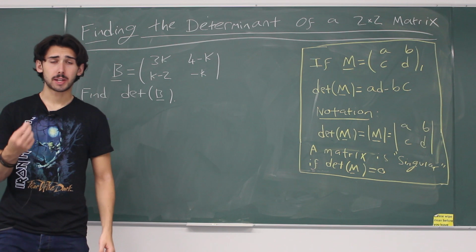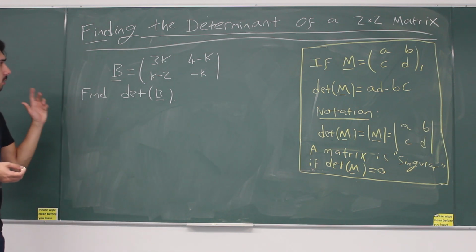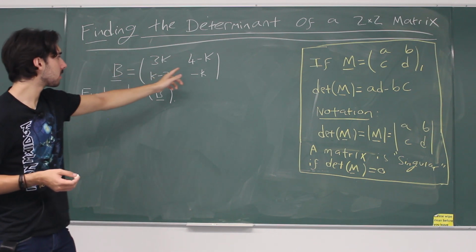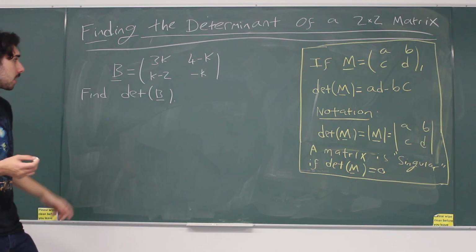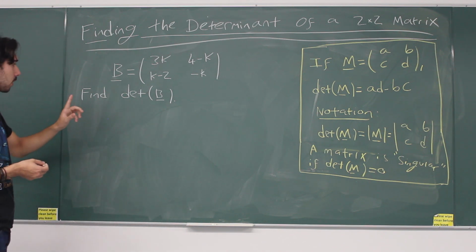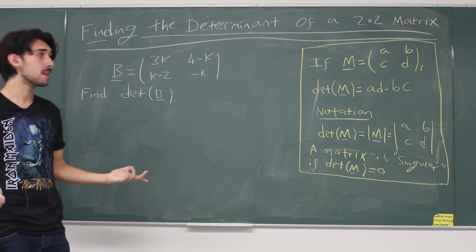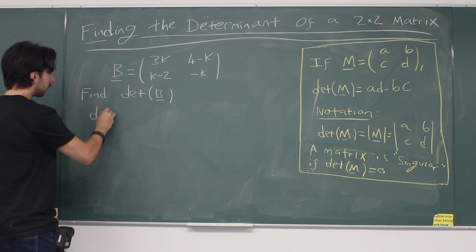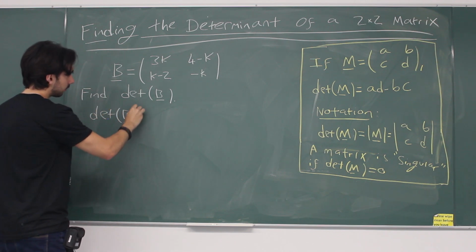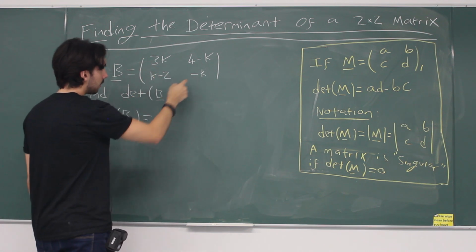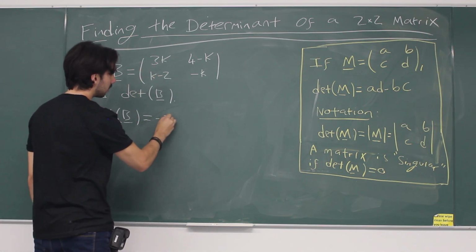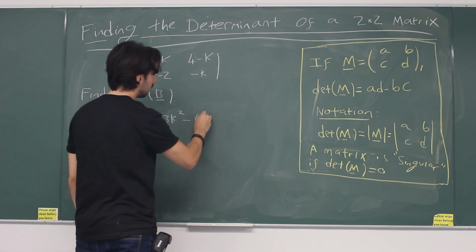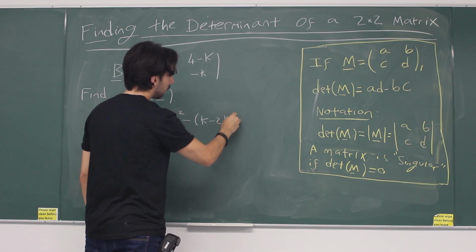Okay guys, so I've got a two-part question for you right here. We have got a matrix B, which is this here, 3k, 4 minus k, k minus 2, minus k. That's a lot of k's. First part of the question is to find the determinant of B. And this is going to be in terms of k, okay? So the determinant of B is just going to be 3k times minus k, which is minus 3k squared. Subtract k minus 2 times 4 minus k.